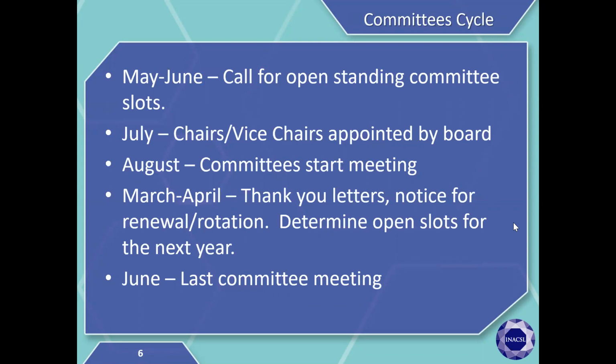As you can see, we will be sending out calls for standing committees in May and June of every single year, and that call goes out to the members with standalone notifications, as well as a notification in the monthly electronic current news and social media. So all individuals that are interested in volunteering on a standing committee are directed to complete a volunteer interest application so that we can match you with the committee that you're interested in joining.